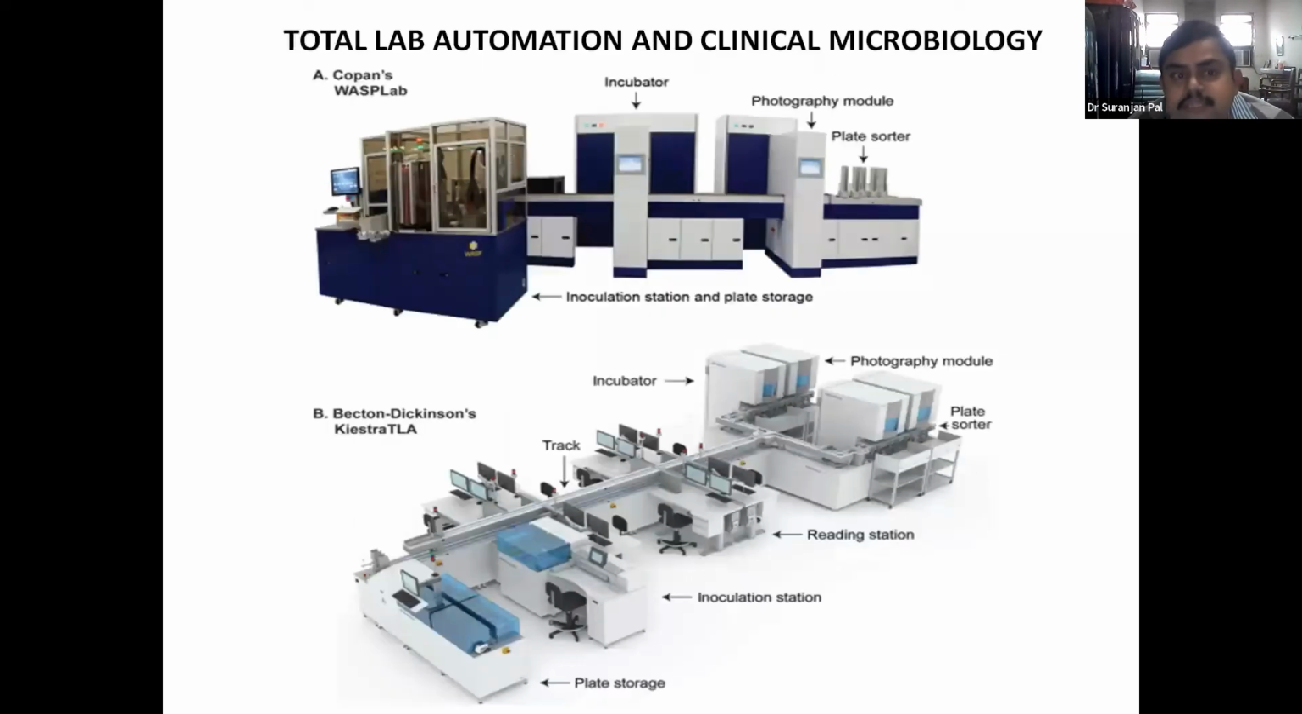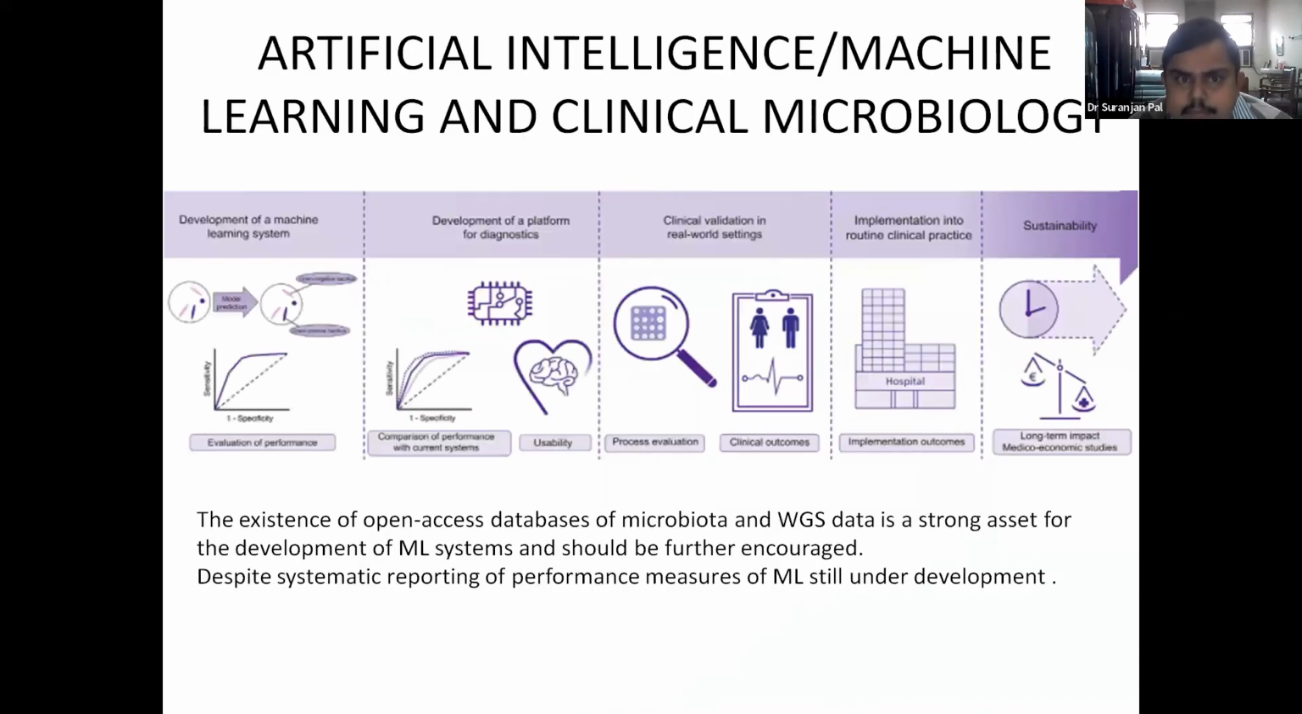Now, there are these two total lab automation systems which are still not in our country, the Copan WASP lab and the BD Kiestra total lab automation, which reduces the turnaround by a day at least, starting from the inoculation to the plate reading. Plate reading is done by the system, but for the interpretation, the clinical microbiologists have a decision making role. So a single technologist and a clinical microbiologist, even on a telephone or other connectivity measure, can give results for a voluminous amount of samples. So this is total lab automation.